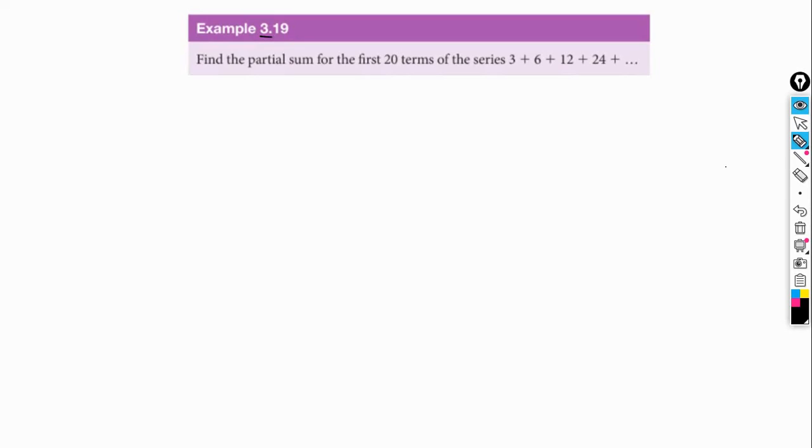So in example 3.19, they ask us to find the partial sum for the first 20 terms of the series 3 plus 6 plus 12 plus 24. So what would be the common ratio here? Well, 2, right? And then let's recall that the formula for the partial sum of a geometric series is equal to the first term times 1 minus the common ratio to the power of n, divided by 1 minus r.